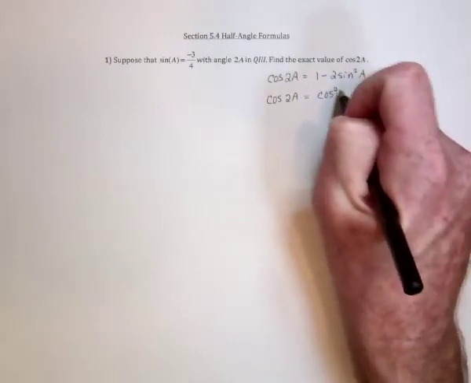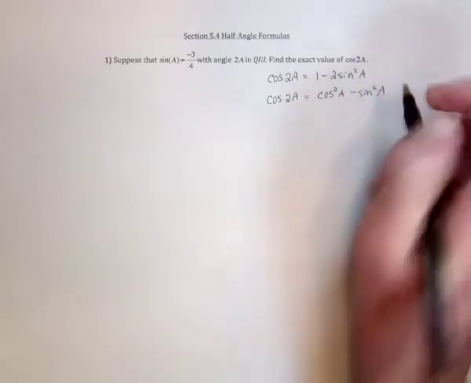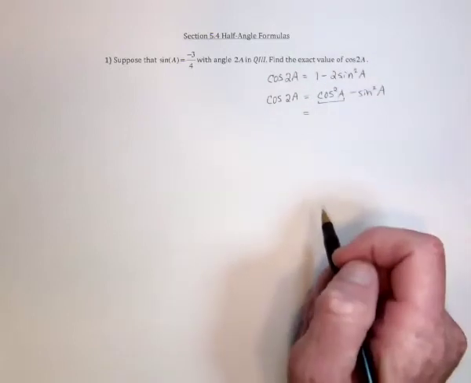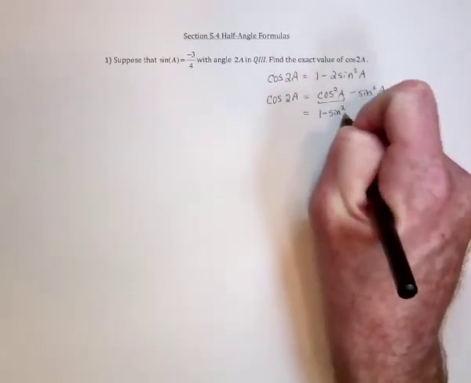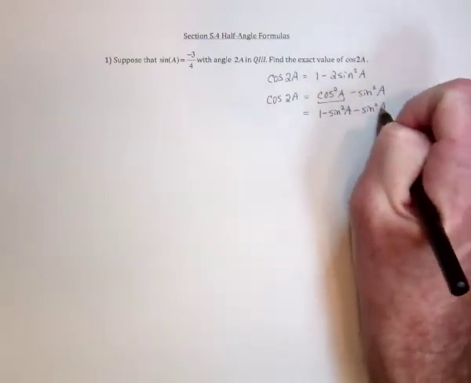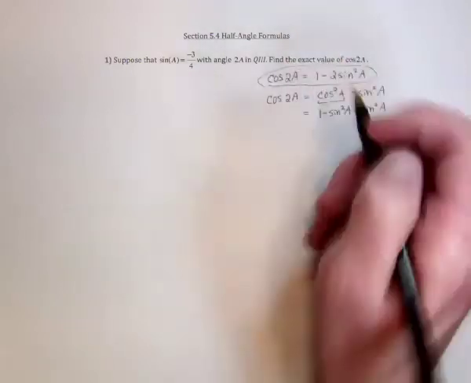Cosine of 2a is equal to cosine squared of a minus sine squared of a, and then simply replace the cosine squared with 1 minus sine squared. So then we've got negative sine squared twice, which is where this 2 came from. Okay, so we're going to be using this formula right here.